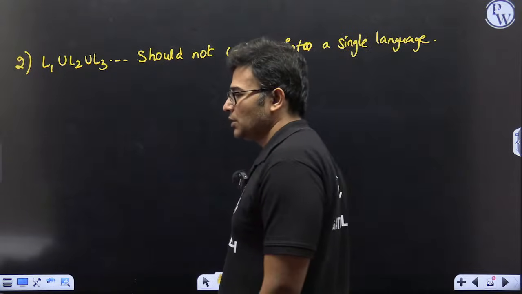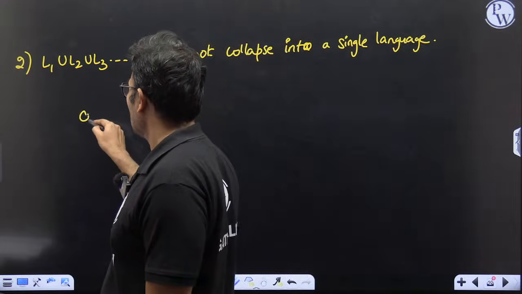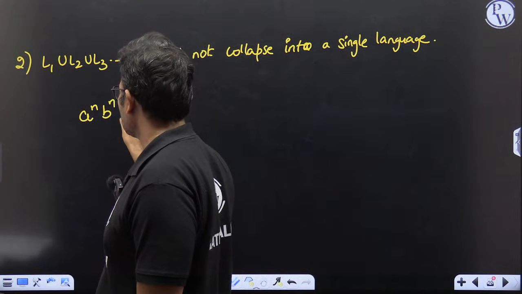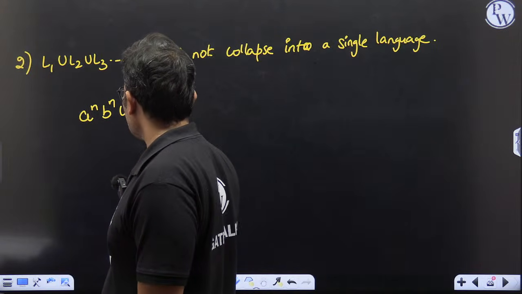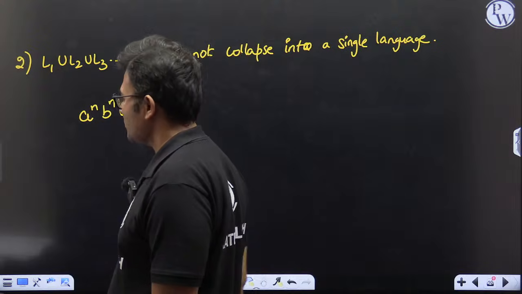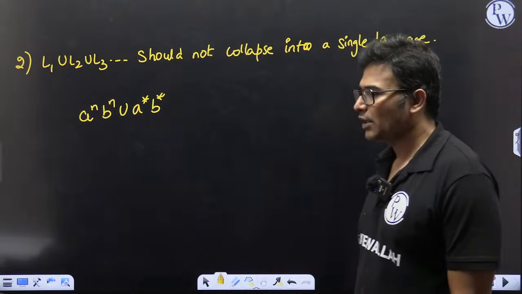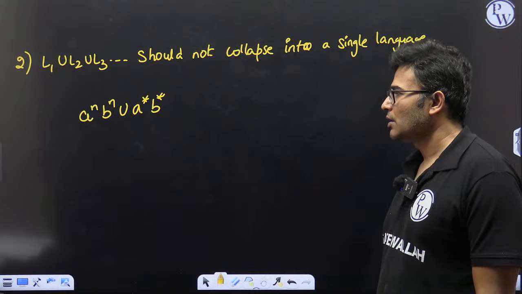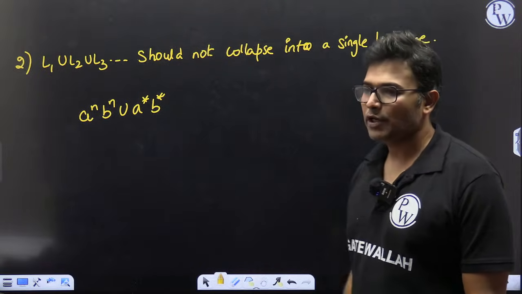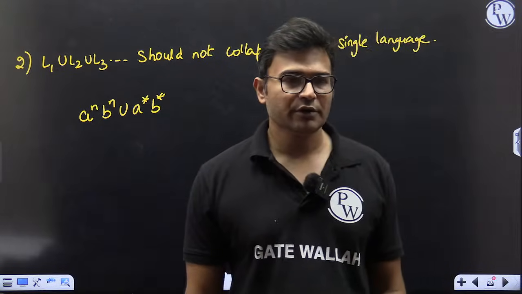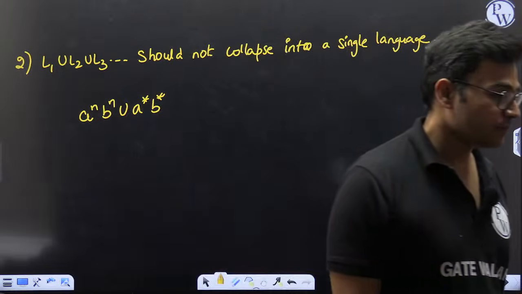For example, tell me what this is: A power n, B power n union A star, B star. Tell me what this is.